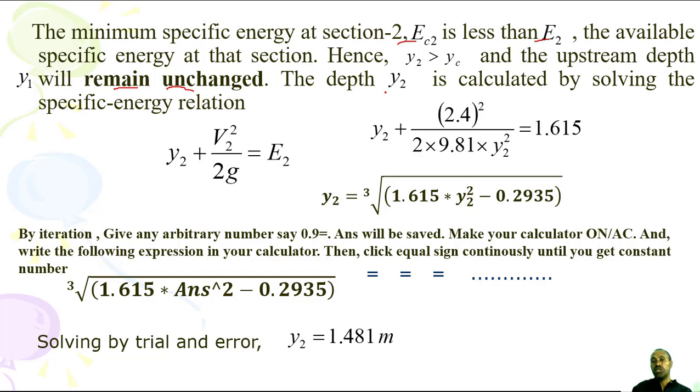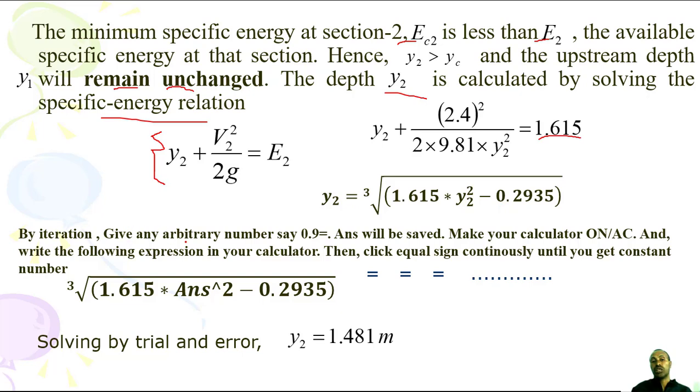Then the depth Y2 is calculated by solving the specific energy. Already we know E2 is 1.615. Then you simply substitute the discharge in Y2, and by iteration you can solve. So Y2 is the cube root of 1.615 times Y2 squared minus this term.